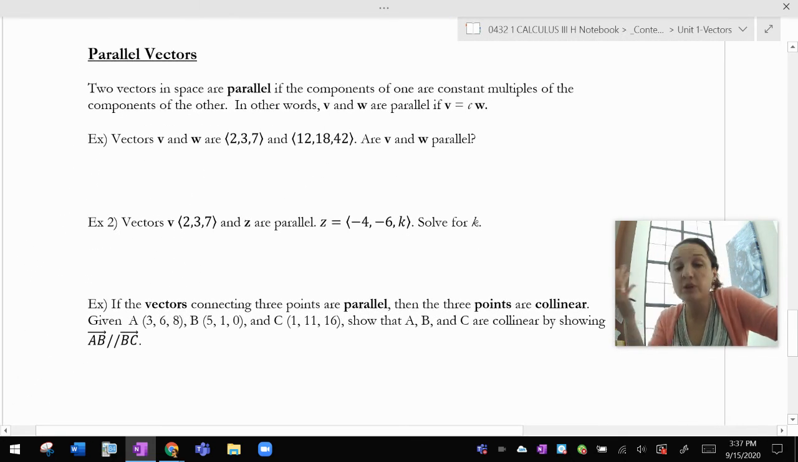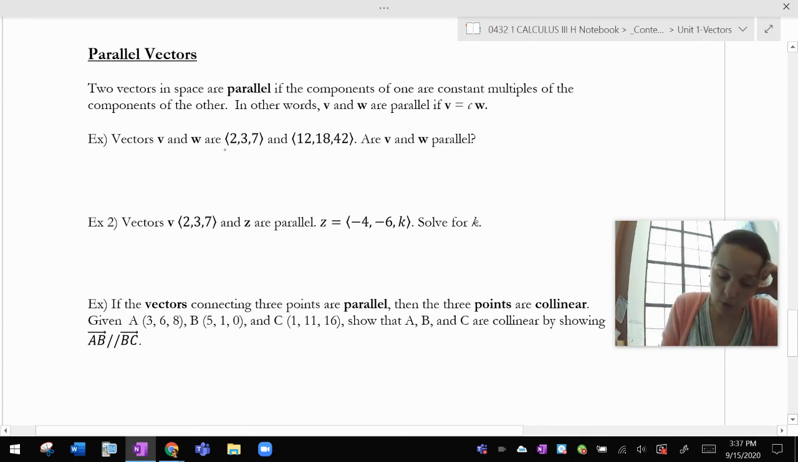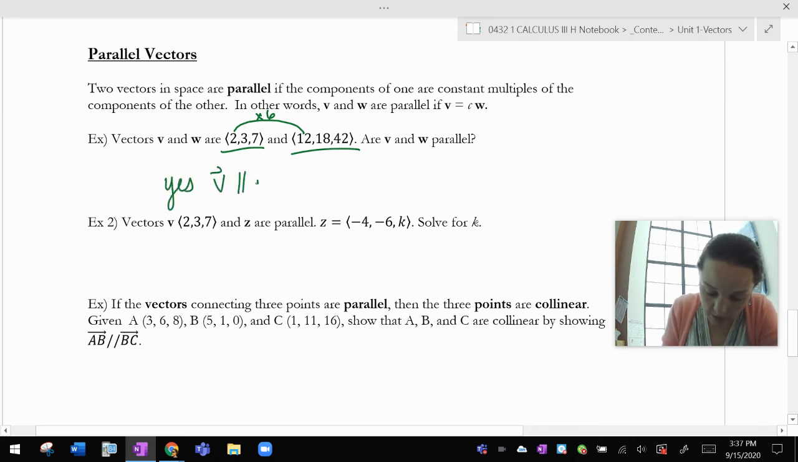All right. And now, last but not least, we're going to talk about parallel vectors. So parallel vectors are vectors that point in the same direction. That's it. So 2 vectors in space are parallel if the components of one are a constant multiple of the components of another. In other words, v and w are parallel if v equals some constant times w. So (2, 3, 7) and (12, 18, 42). Are they parallel? Well, the x component got multiplied by 6. The y component got multiplied by 6. The z component got multiplied by 6. Yes, they are. v is parallel to w because w equals 6v.